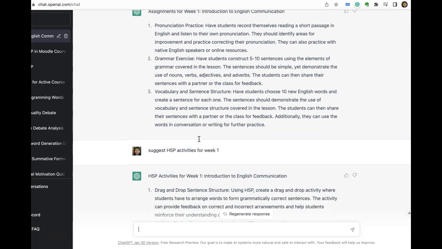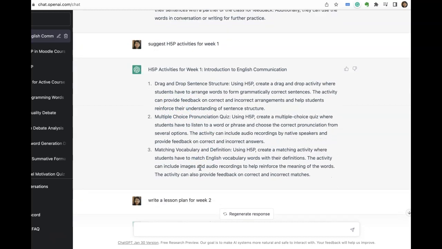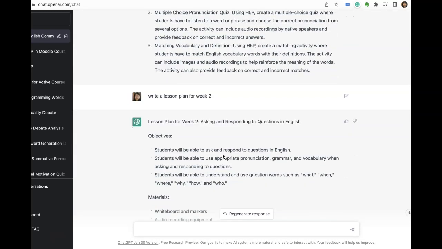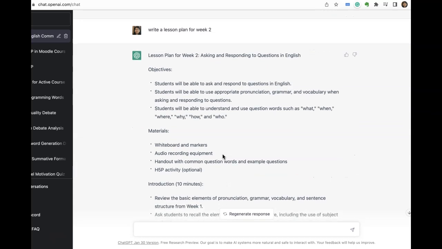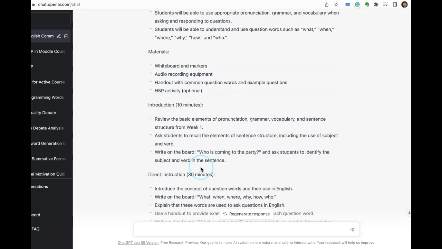And then I asked ChatGPT to suggest some H5P activities for week one. Hey, just observe this. Amazing. It gave me the H5P content type, and what I should do. And then I asked for a lesson plan for week two. And automatically it included optional H5P activities, if you observe here.